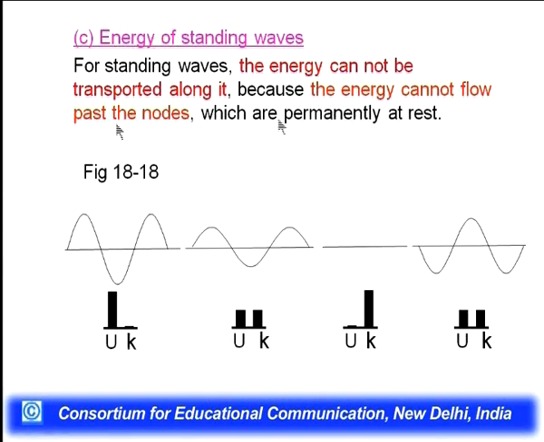How do we define the energy of standing waves? For standing waves, the energy cannot be transported along the wave because the energy cannot flow past the nodes, which are permanently at rest. So this is potential energy, this is kinetic energy, potential energy, kinetic energy, potential, kinetic. As the wave is not moving, the energy does not flow.